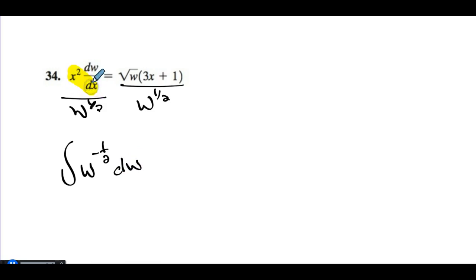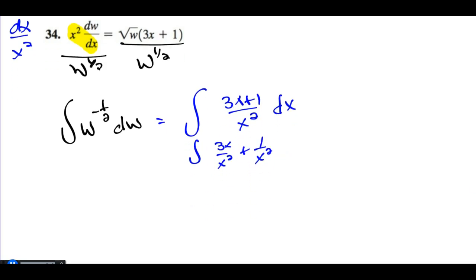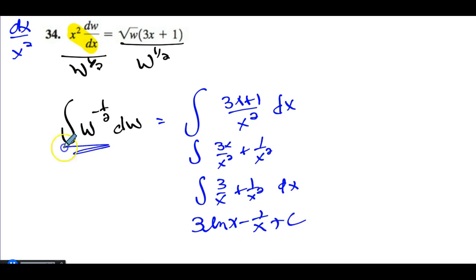And then all of this I'm going to multiply by the reciprocal. So I'm going to put the dx on top. So I'm going to be multiplying by dx over x squared. So I'm going to integrate the 3x plus 1 over x squared dx. Then if you remember, one of the techniques is to break this up. There are other techniques, tables and charts and factoring and integration by parts, but I think this is the easiest for this one. So this is just integrating 3 over x plus 1 over x squared, which is 3 ln x minus 1 over x plus c.